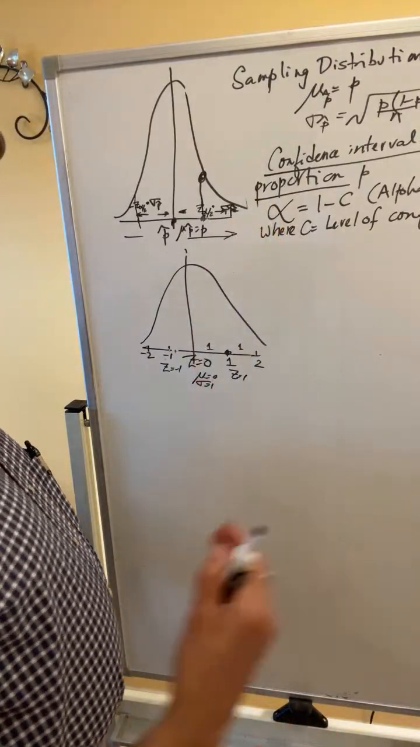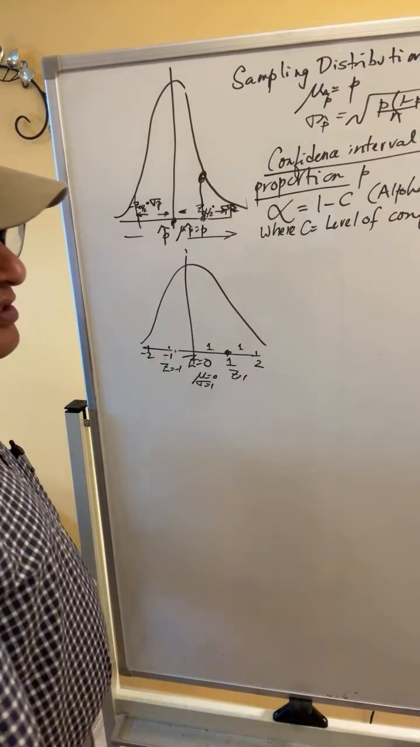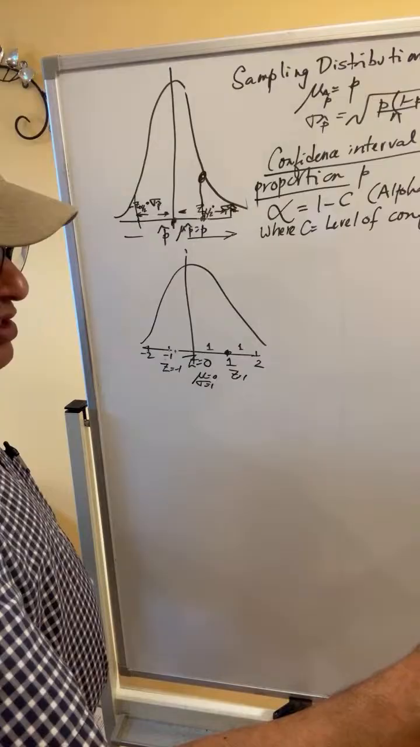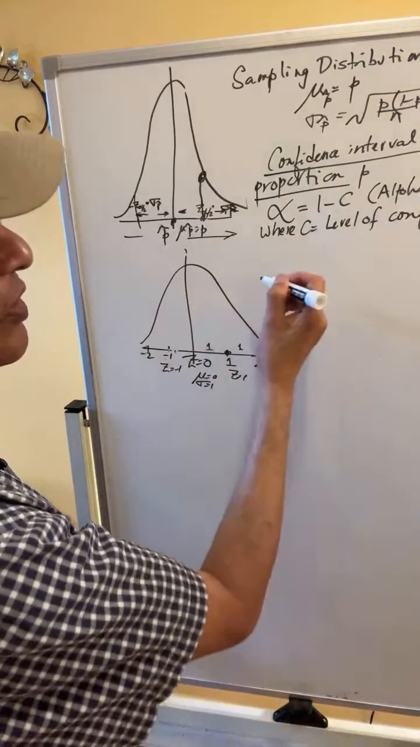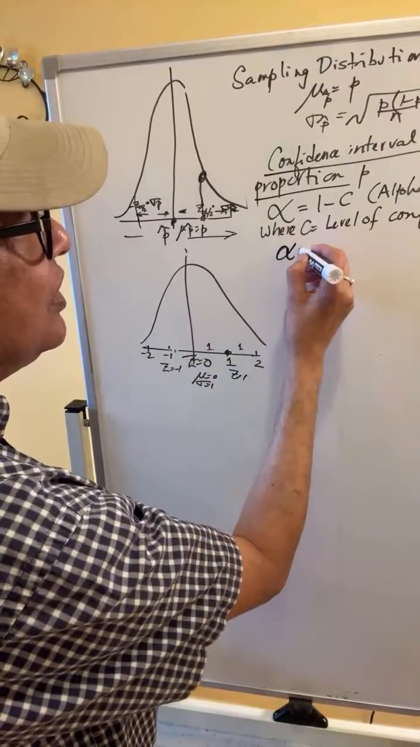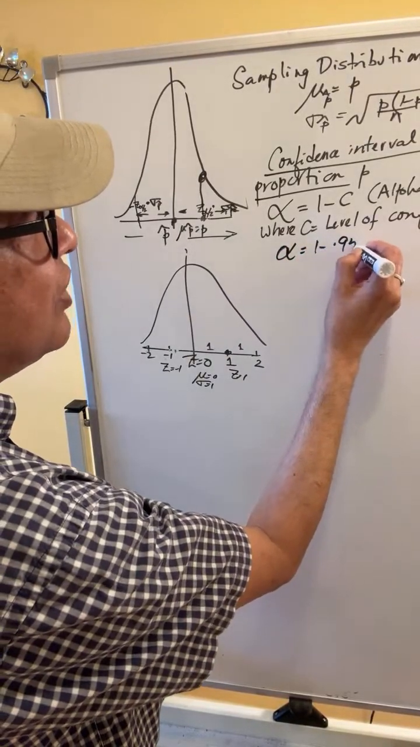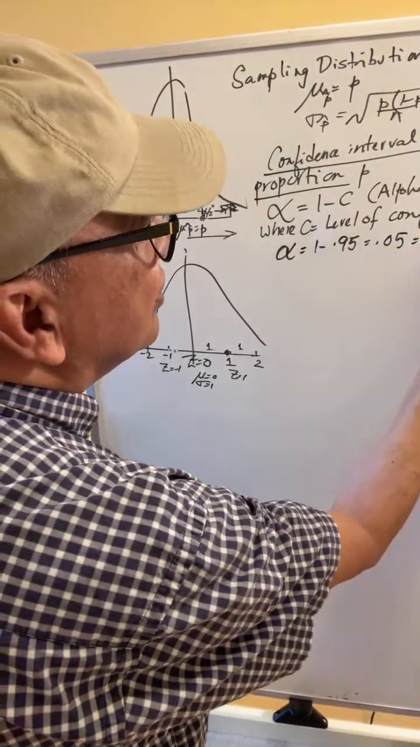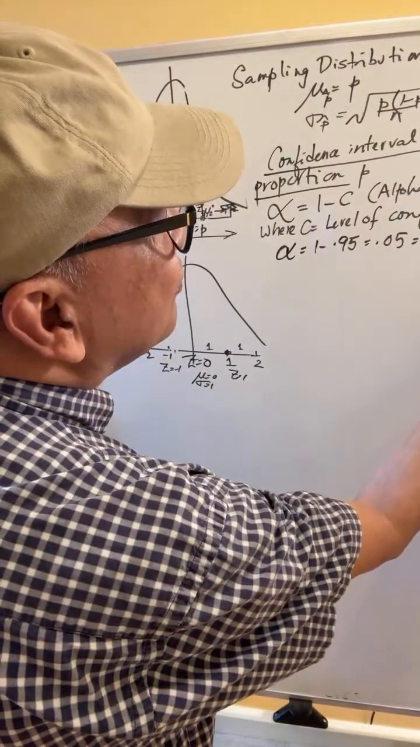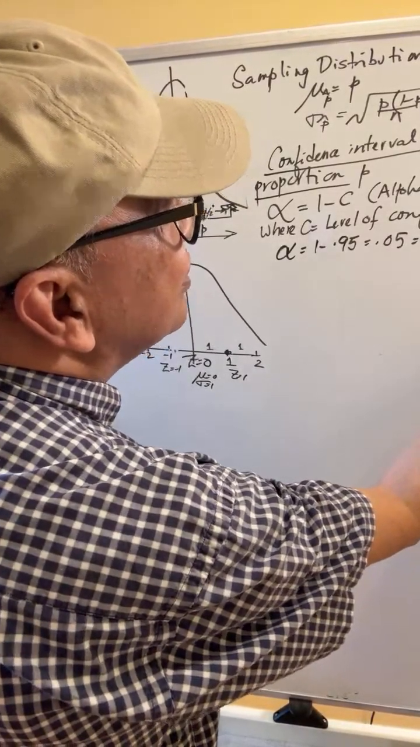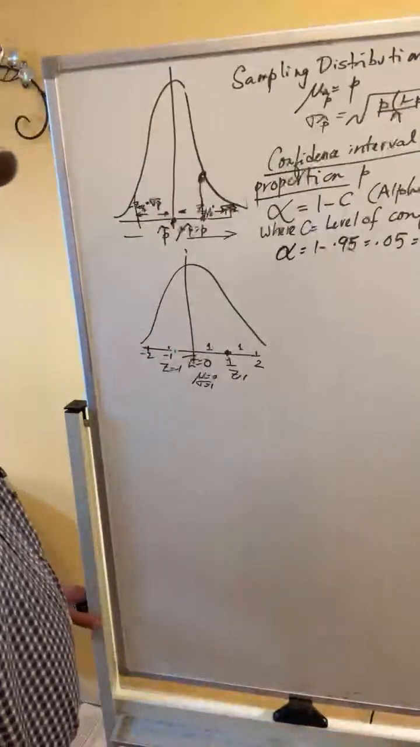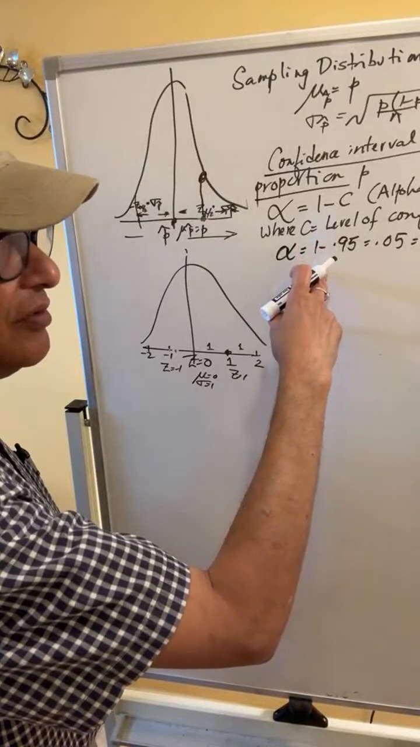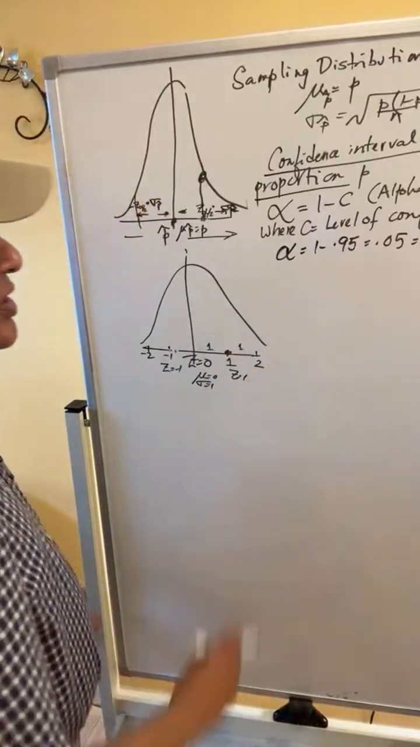And alpha is like a complement or opposite of the level of confidence. That means alpha is where we are not sure. So if c is 0.95, then alpha becomes 1 minus 0.95, which is 0.05, sometimes called the level of significance. That is, we are taking a risk of 5%, or 5 out of 100 intervals will not contain the actual population proportion. So that is our level of risk we are taking, that we will not get the actual interval.